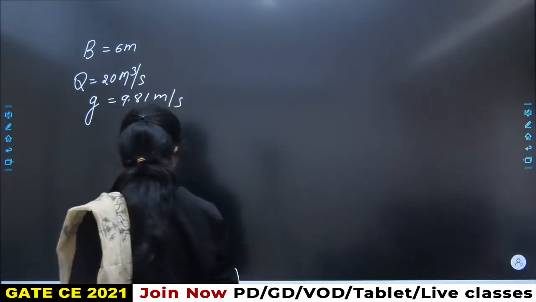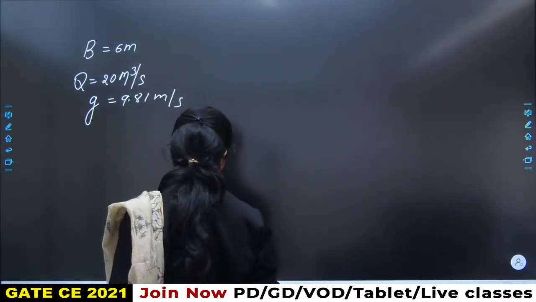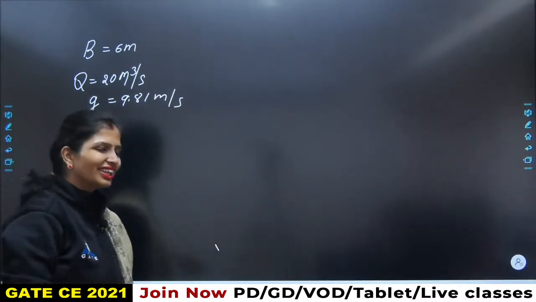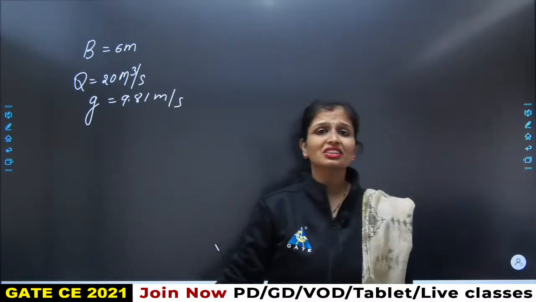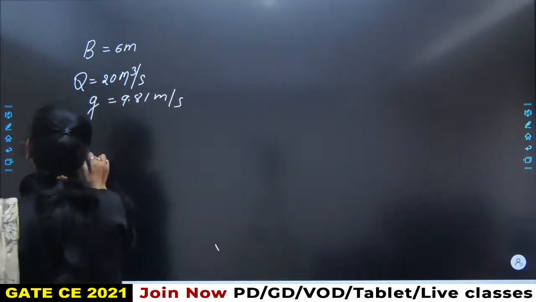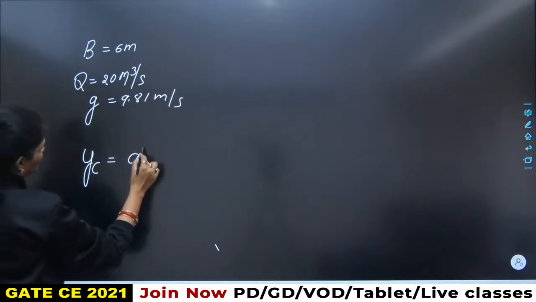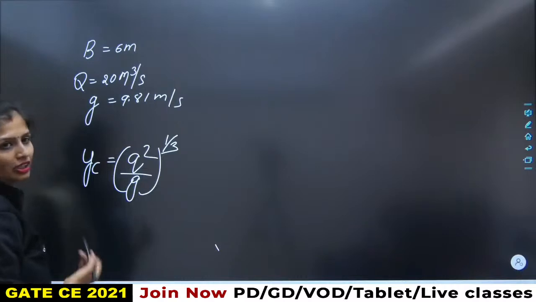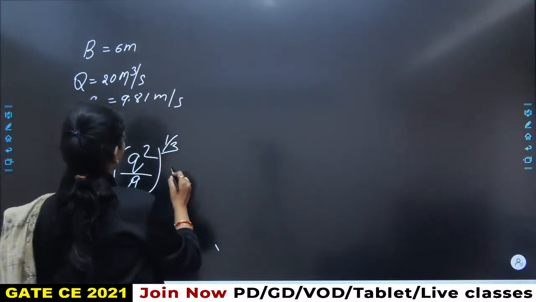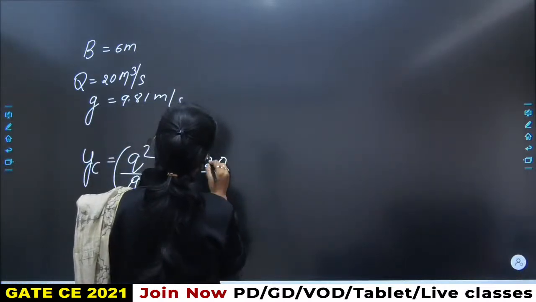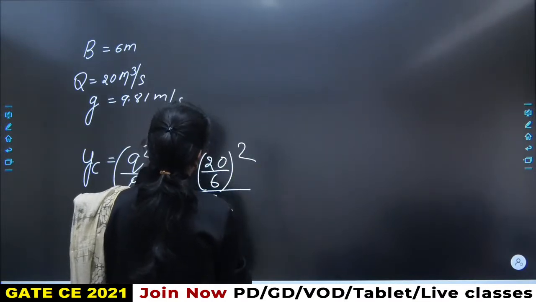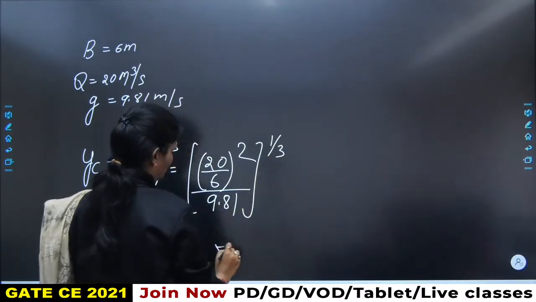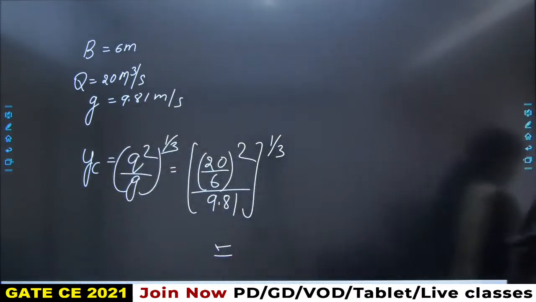So at what point does the specific energy become minimum? I am talking about that. Simply, why do all the critical conditions now? I know the depth at which specific energy becomes minimum is (q square by g) to the power 1 by 3, that's it. It corresponds to the critical depth. So here it will be (20 by 6) whole square divided by 9.81, to the power 1 by 3. Let me solve this first.